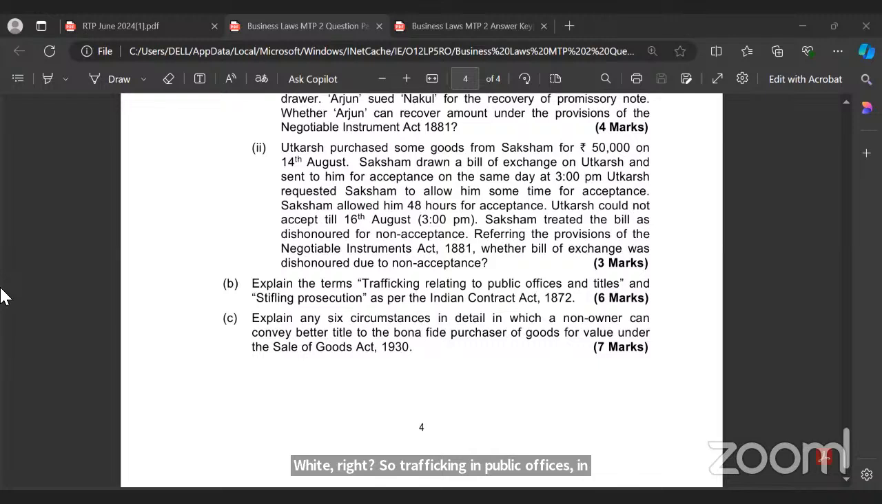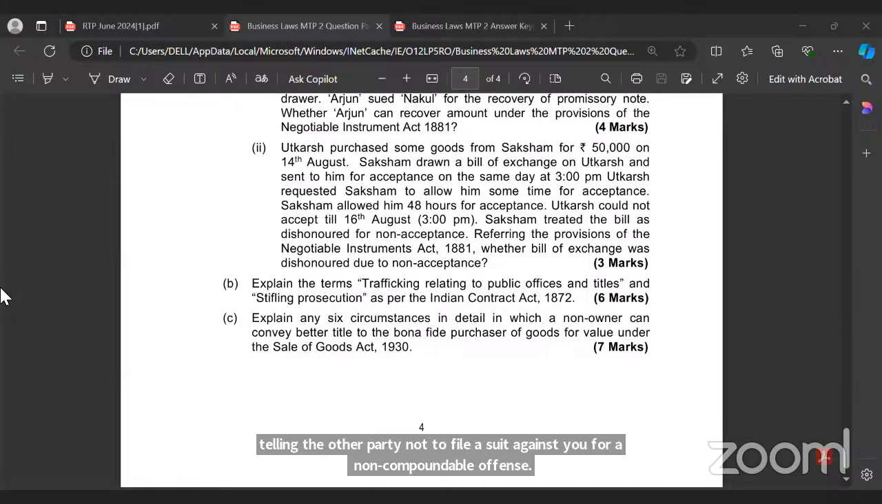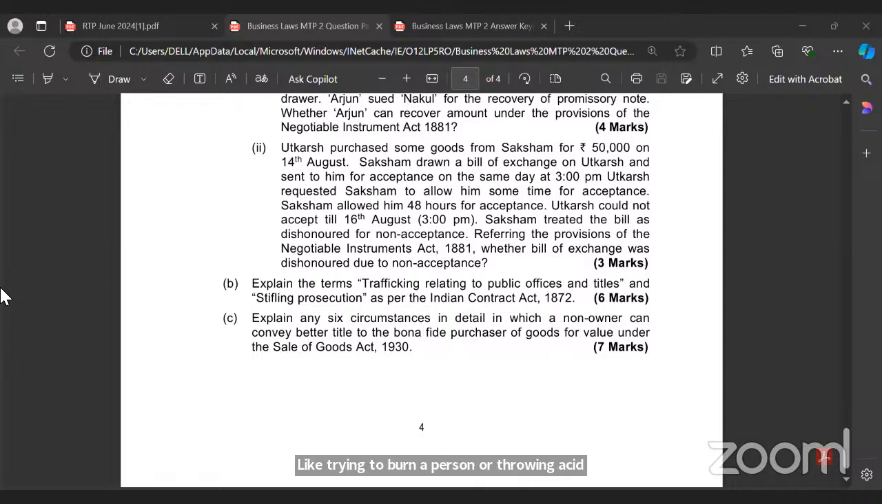Shri, Bharat Ratna, etc. What is stifling prosecution? I told you there are 2 types of offenses: compoundable offenses and non-compoundable offenses. If you deal by telling the other party not to file a suit against you for a non-compoundable offense, like trying to burn a person or throwing acid, this is stifling prosecution.